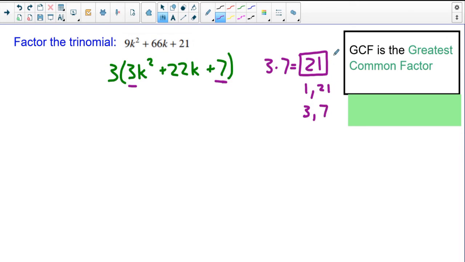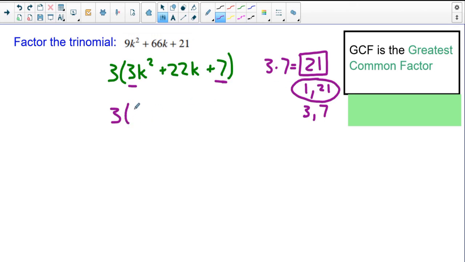There's no other factors I can take out of there. So it looks like it's going to be this first pair, 1 and 21. If I multiply them, I get 21, but if I add them, I get this middle number. I get that 22. So that's what we're going to use here.